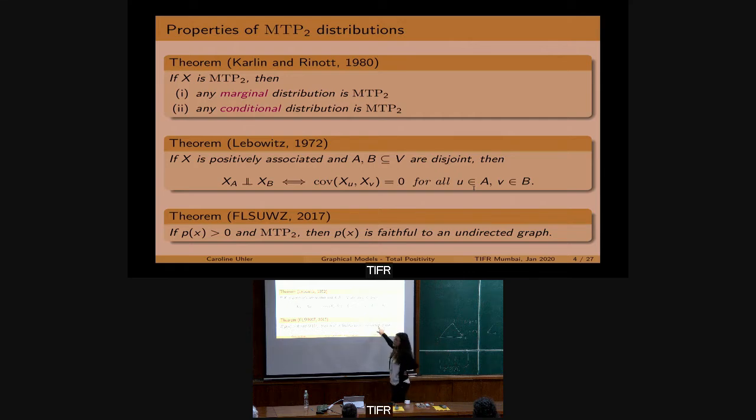Every MTP2 distribution has a graphical representation. Isn't this the theorem? But only if I have this property. This is just because semi-graphoid is not enough, so I need a bit more. I need the intersection property. So this is the theorem, I think. But the graphical representation is an undirected graph, which is important. It's not a directed graph.